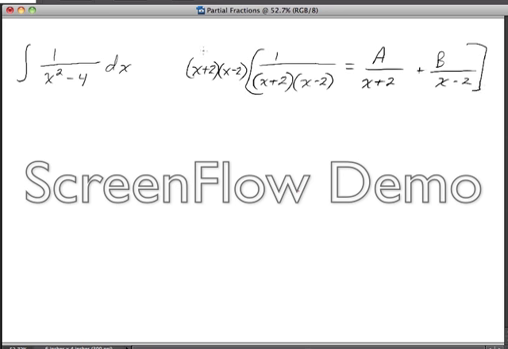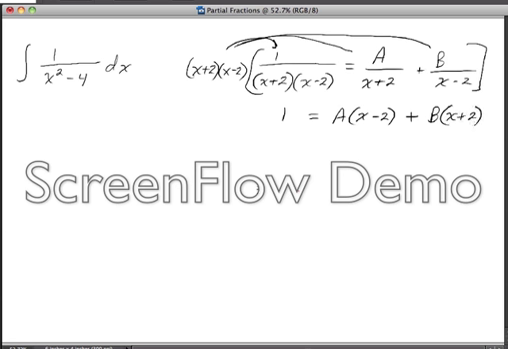On the left, they both cancel, leaving me just the numerator of 1. On the right, here the x plus 2's cancel, leaves me with a times x minus 2. Plus, on the third one, the x minus 2's will cancel, leaving me with b times whatever does not cancel, in this case, x plus 2. Now what I'll do is I'll usually leave a space and write this down twice because I know I need to use it twice. Once to solve for a and once to solve for b.